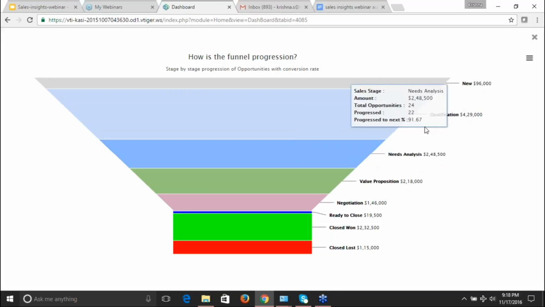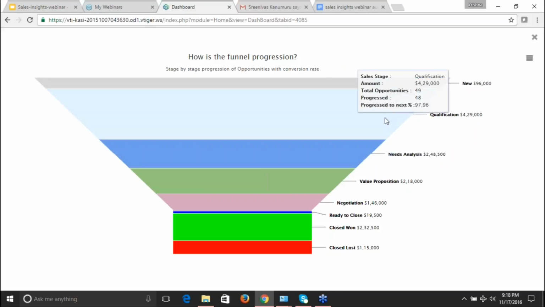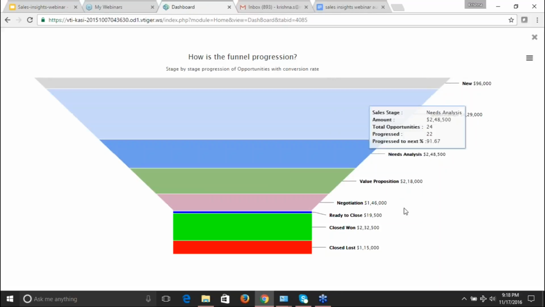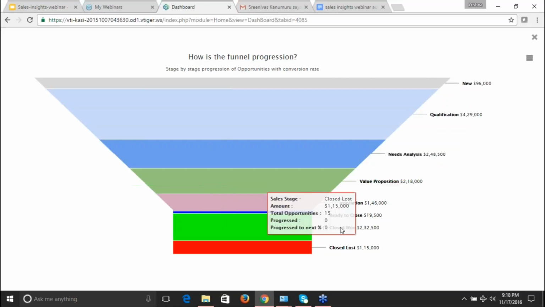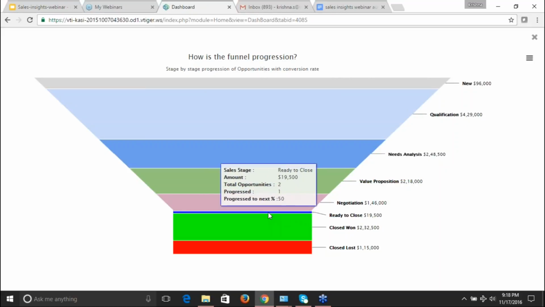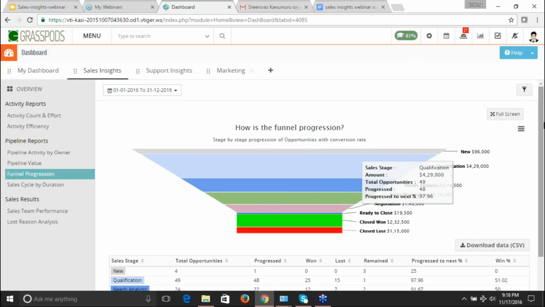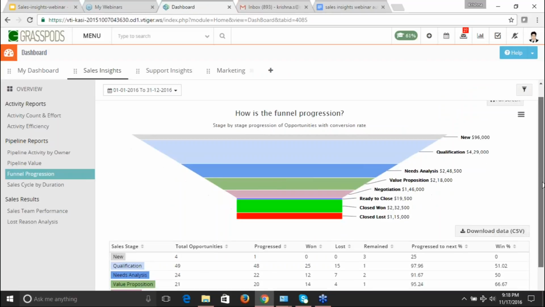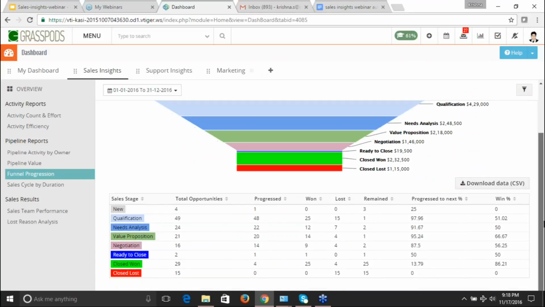And the needs analysis, okay, as the funnel progresses, the conversions are okay, and then one of the things that I'm not too happy about is that ready to close is actually fairly small, because this is where we have done everything and my sales team actually believes that the deal should close. So here we have to drill down into the numbers, because that's where the real meat is.